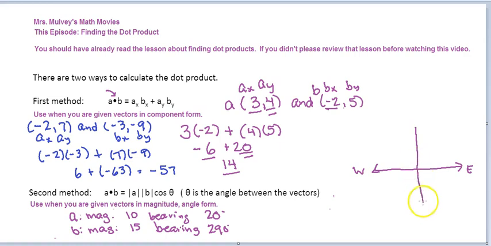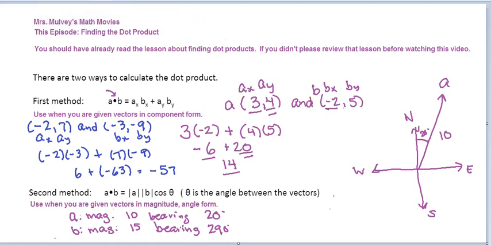and a north-south line. So the first vector, vector A, has a magnitude of 10, bearing 20 degrees. So from due north, measured in a clockwise direction, I go 20 degrees. And this measurement is 10 for its magnitude. For vector B, though, and let me just label this one vector A. For vector B, its magnitude is 15 and its bearing is 290 degrees.